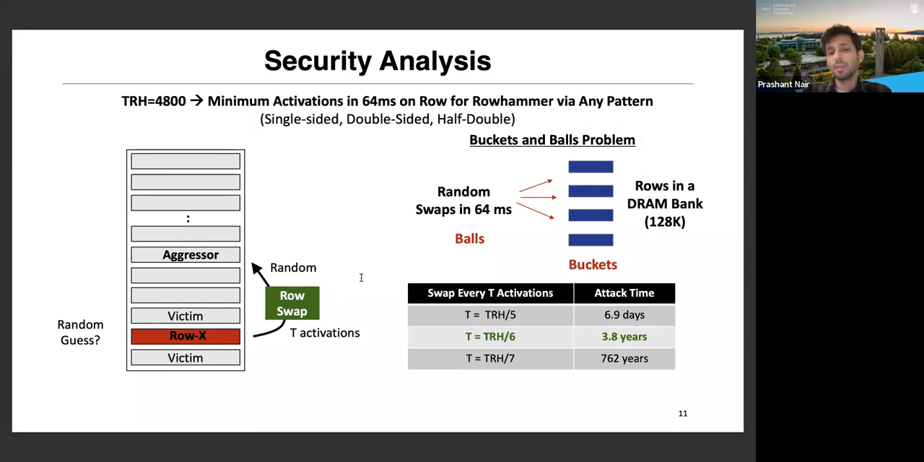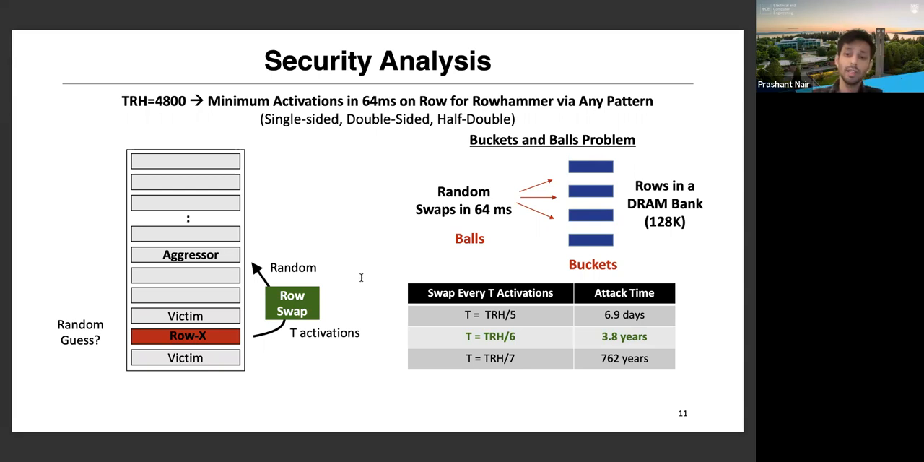This table represents the value of T and the attack time. If you were to swap at T equals TRH by 5, which is 600, then your attack time is 6.9 days. If you swap with a value of T which is TRH by 6, then your attack time increases to 3.8 years. And if you swap at TRH by 7, then your attack time increases to 372 years.